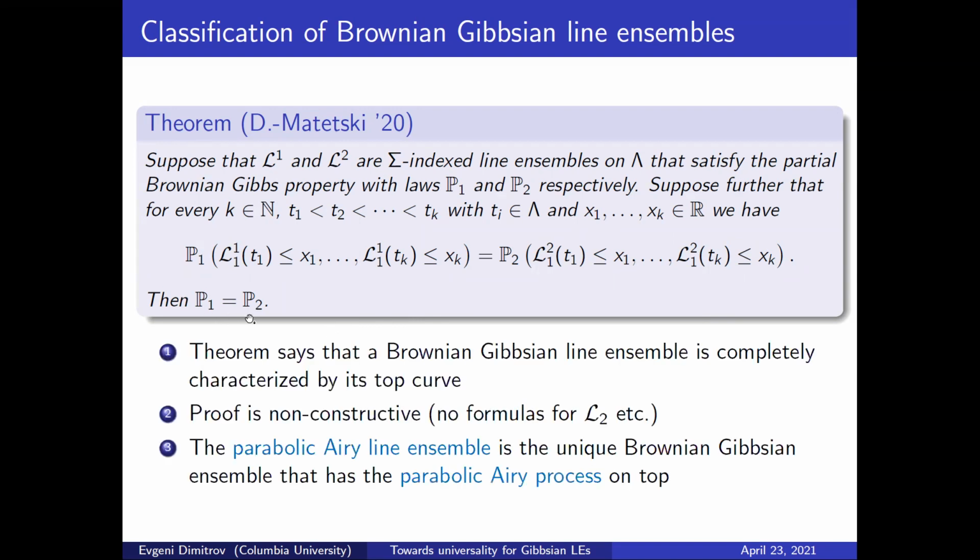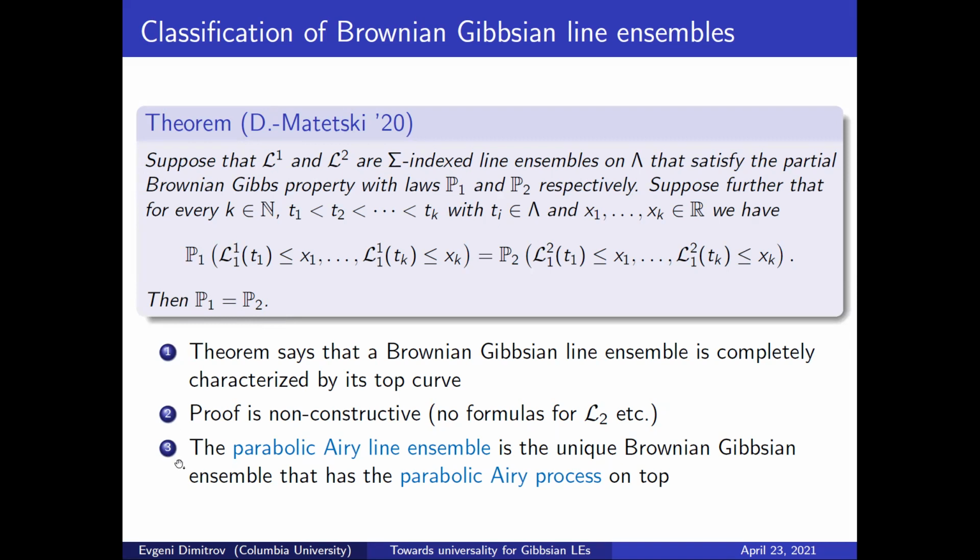Okay, so in plain words, what the theorem says is that a Brownian Gibbsian line ensemble is completely characterized by its top curve. Unless I have some time at the end, I will not go into the proof, but what I want to mention is that the proof is non-constructive. So even if you give me a Gibbsian line ensemble and nice formulas for the top curve, I cannot tell you what the distribution of the second one is. I know there is a unique possible second curve distribution that can work, but I don't have a way to give you formulas back.